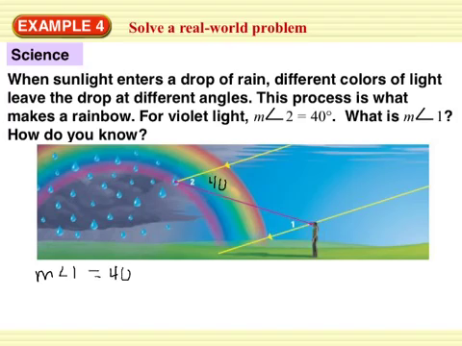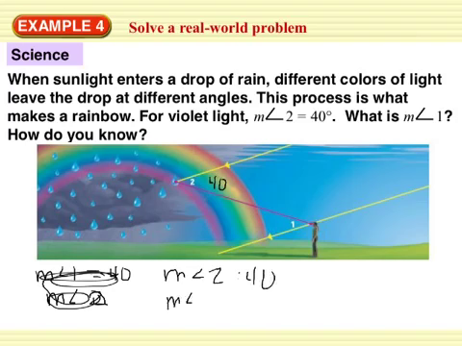Okay, you can assume, and this is an assumption always and forever, that the rays of sunlight are parallel. So you always assume those are parallel. So once you make that assumption, the alternate interior angles theorem can tell you that the measure of angle, where it's given the measure of angle 2 is 40. So you know that the measure of angle 1 is also 40 because of the alternate interior angles theorem.